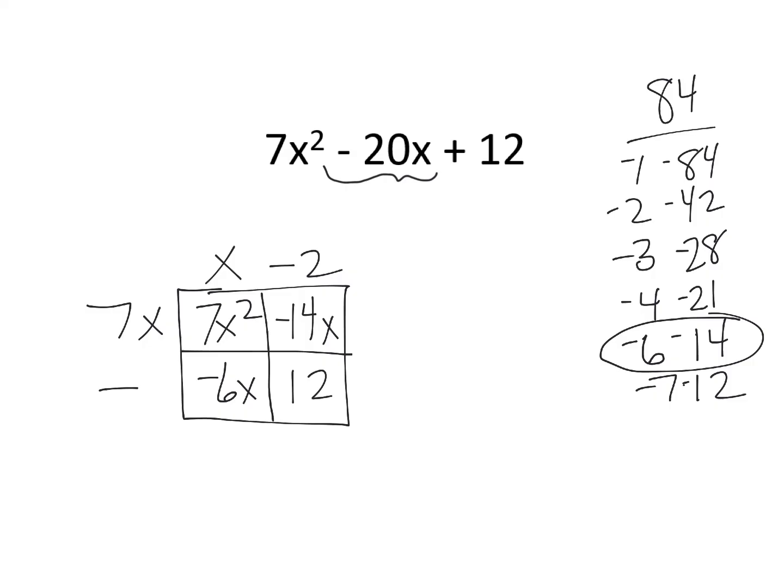All right, looking at the bottom row, since that first number starts with a negative, it is going to be a negative. And what's the greatest common factor of 6 and 12? 6. Test it out. Let's go to that bottom corner. Does negative 6 times negative 2 give me a positive 12? Yes. All right, there we go.